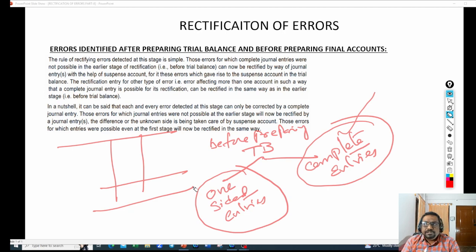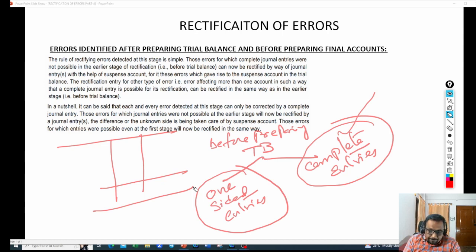Right? There could be compensating errors. Those compensating errors will not have any impact on trial balance. Both debit and credit in trial balance will tally for compensating errors. But if there are errors having impact on trial balance, those differences would have been identified in trial balance.